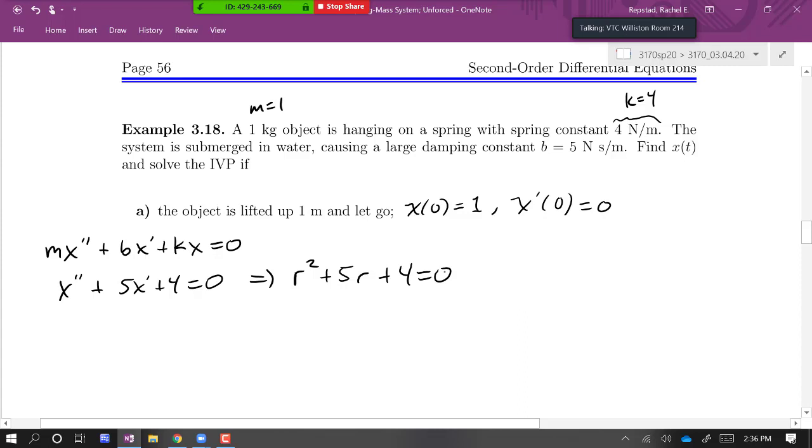And I think that'll factor. Plus 4, plus 1. So our roots are -4 and -1.